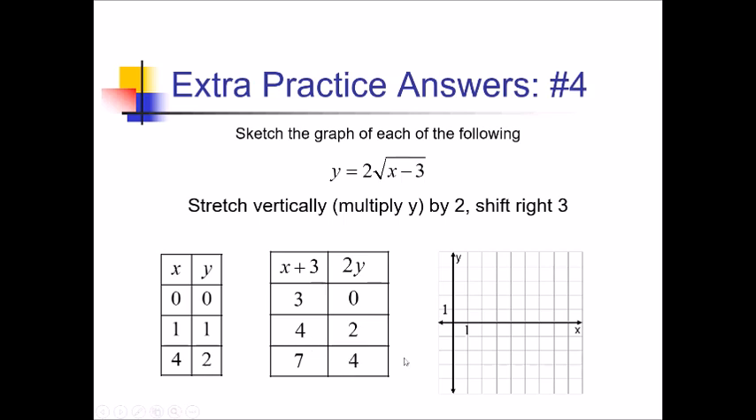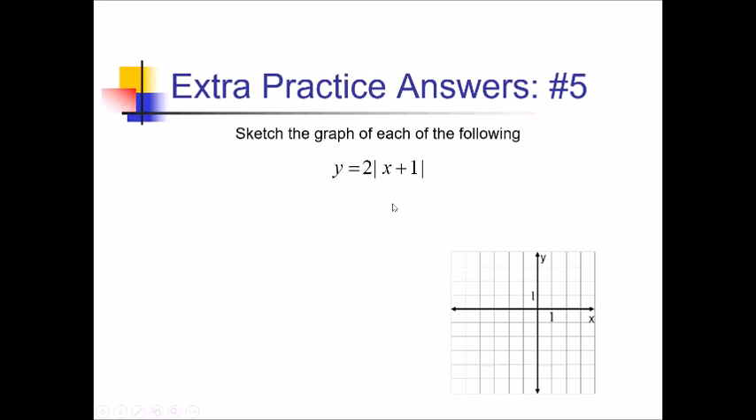Graphing those 3 points out, we've got 3 comma 0, 4 comma 2, and then this is 7 comma 4 right here. Now, as far as where the square root starts, 0, 0 transformed into 3, 0. So this point right here, this is the end point of my new square root function. So I'll start here and go through the other points in one direction.